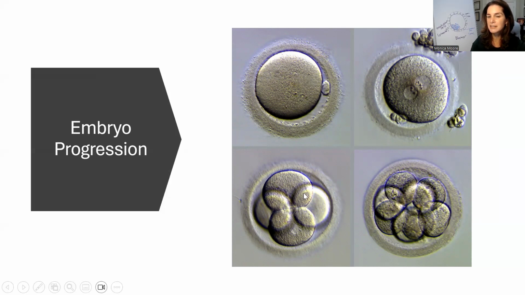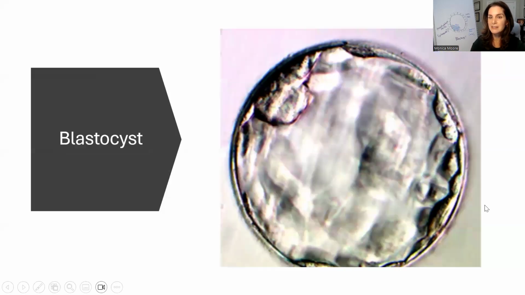And then what you can see as the days progress is division of these cells. So here might be a day 2 where you have 4. Day 3 embryos often have 8 to 10 cells. After day 3 into day 4, which the cell stage is called a morula, the cell division is so rapid that we go from 8 to 10 cells to the blastocyst stage, which has hundreds of cells.